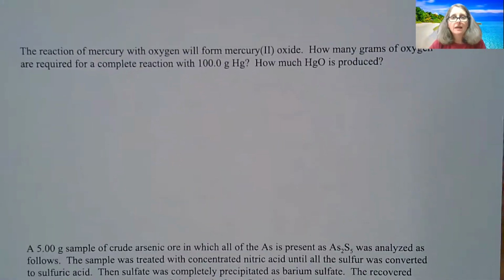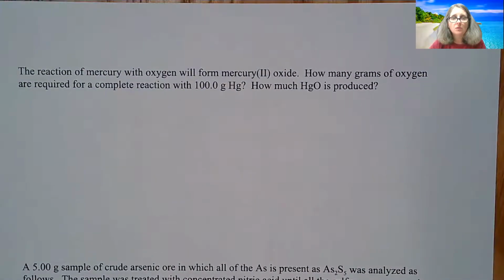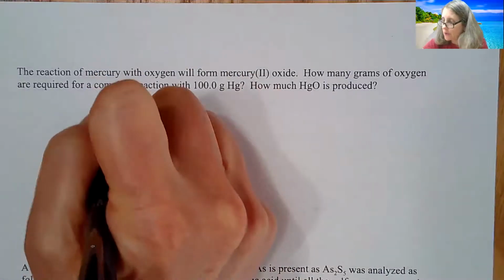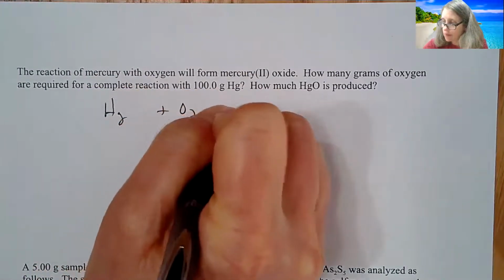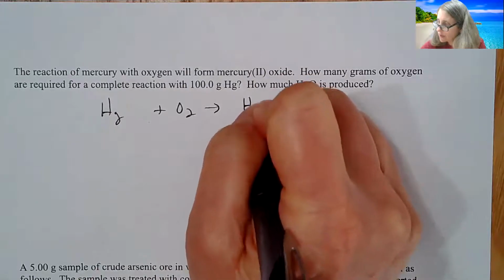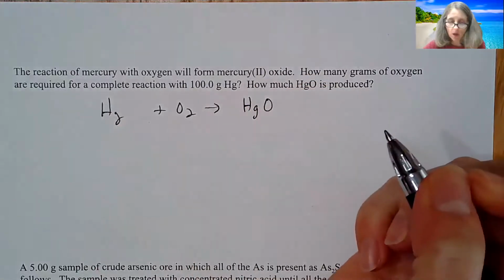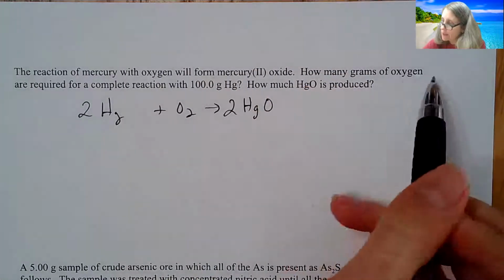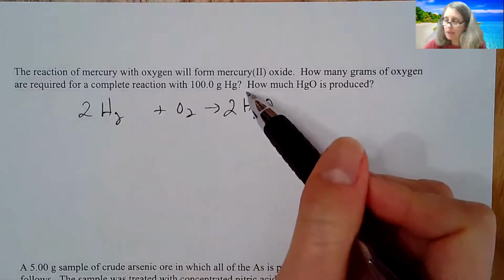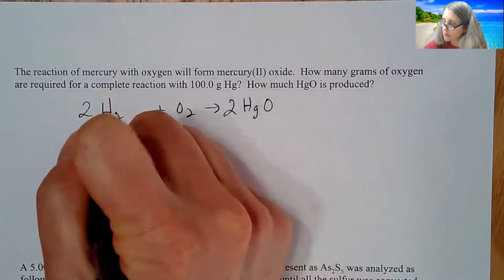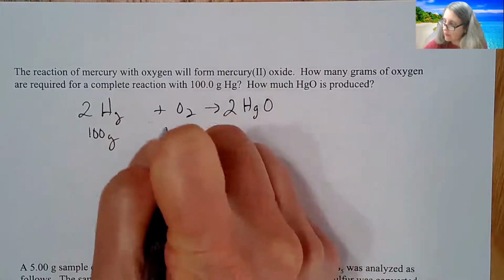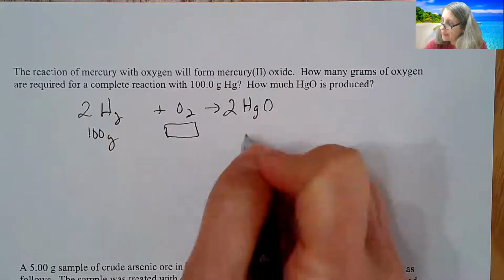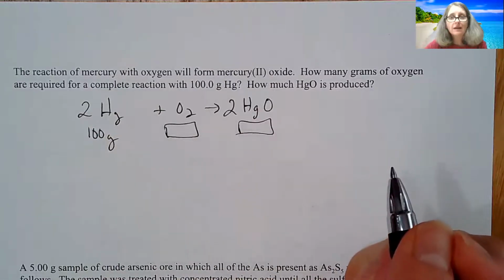All right, so the next problem has to do with a mercury(II) oxide reaction. It happens to be mercury plus oxygen produces mercury oxide, and it's mercury(II) oxide, so it's HgO. So in order to balance that, that needs a 2 and that needs a 2. How many grams of oxygen are required for complete reaction with 100 grams of mercury? So this is 100 grams, and I want to know how much oxygen I need, and then how much mercury(II) oxide do I make.